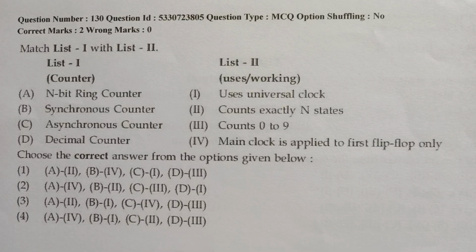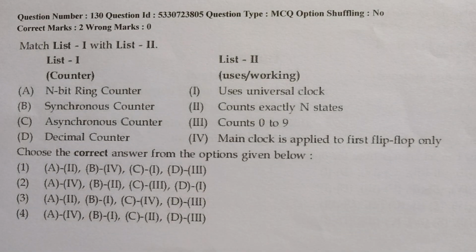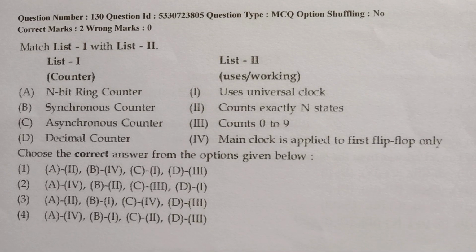Next, question number 130. Here there is a given list 1 and list 2: counters and their uses. The counters are n bit ring counter, synchronous counter, asynchronous counter, and decimal counter. So what are the options? First let us see what each counter does.